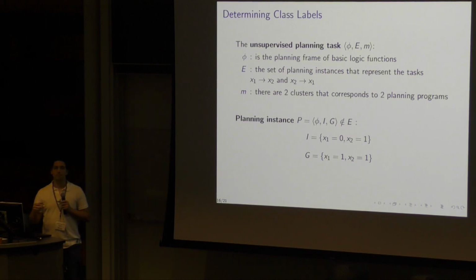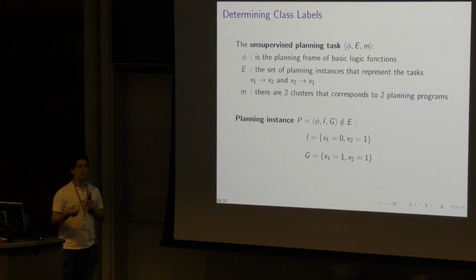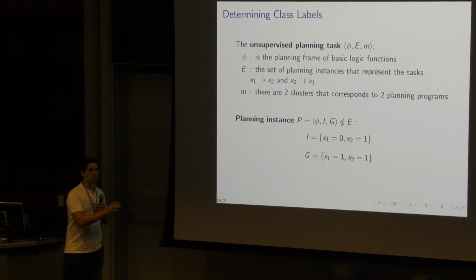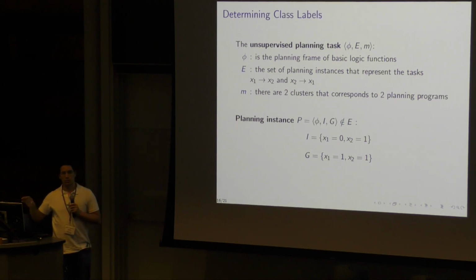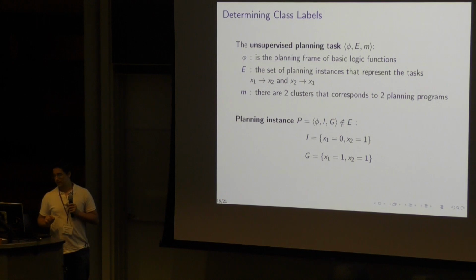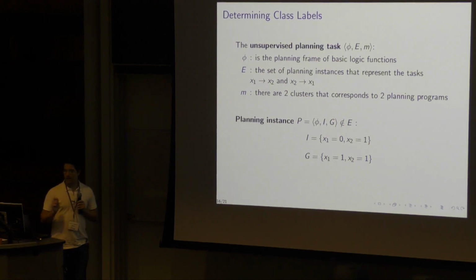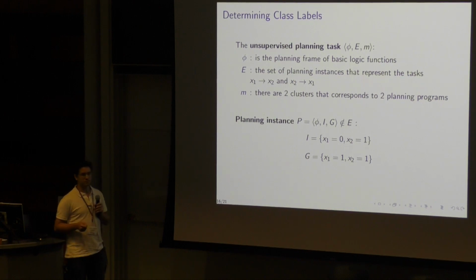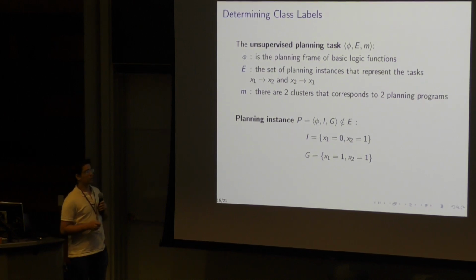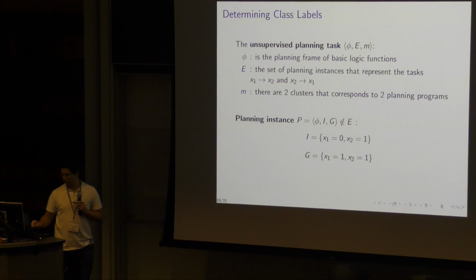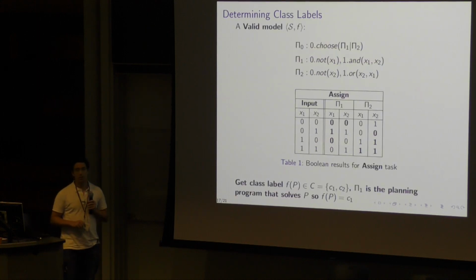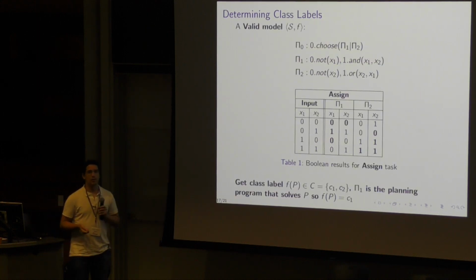So what we expect from here is that the planner will find the correct solution to one of the tasks and the correct solution to the other. And the planning instance that we provide has x1 equal to 0 and x2 equal to 1, and we want both to be 1. So this is the same as saying I want to assign x2 to x1. So this could be a valid model to determine this class, which is actually the model that the planner finds.